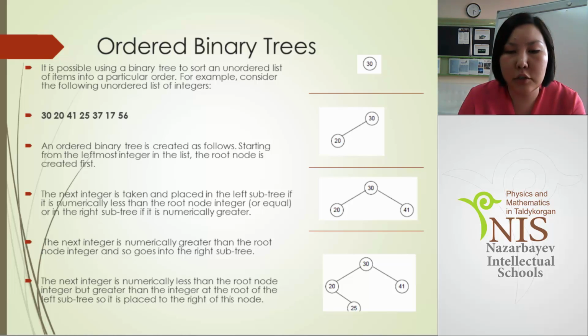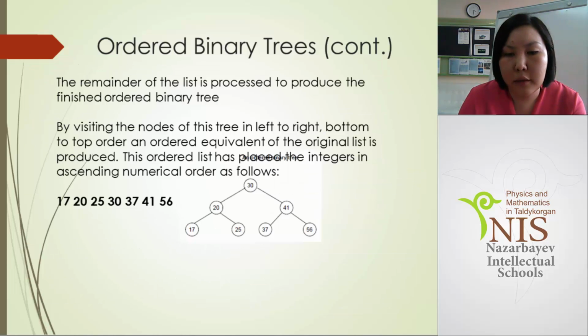The next integer is numerically less than the root node integer but greater than the integer at the root of the left subtree. So it is placed to the right of this node. The same principle applies for all other integers. Now just look at our binary tree as a result of the whole algorithm.